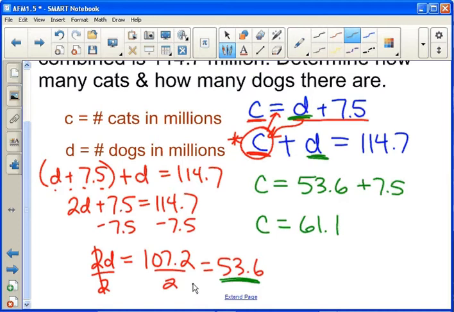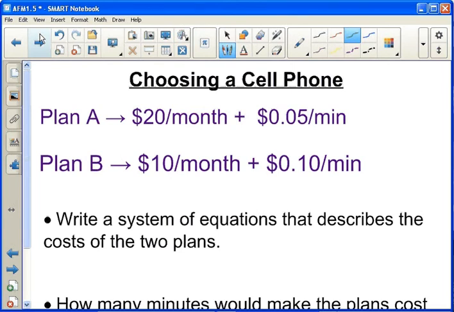Okay, here's another way you can write equations and make it useful. Choosing a cell phone plan. Plan A costs you $20 a month. It's a flat fee you have to pay no matter what. And then they charge you 5 cents a minute for every minute you talk. Plan B costs you $10 a month for a flat fee no matter what. And then it's 10 cents a minute.